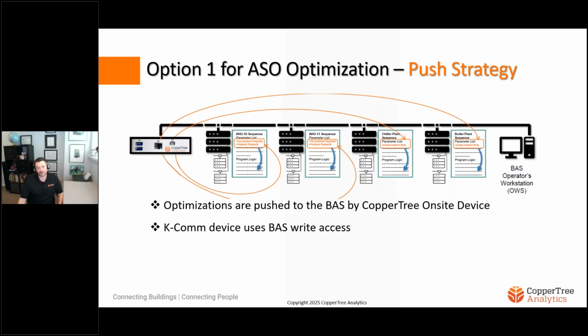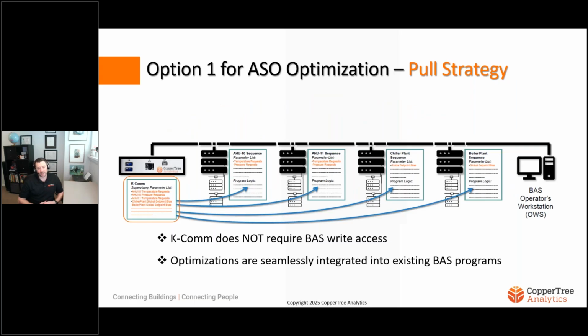But we also have a pull strategy. And the pull strategy requires a little bit more BAS work, or it requires some BAS work on the side of either the client or the BAS contractor. But it does not require BAS write access. So it is a way to optimize continuously every 5 minutes, the same mechanism that we would use, with the one difference being that it doesn't require any write access. And I think that should say option 2 for ASO optimization.